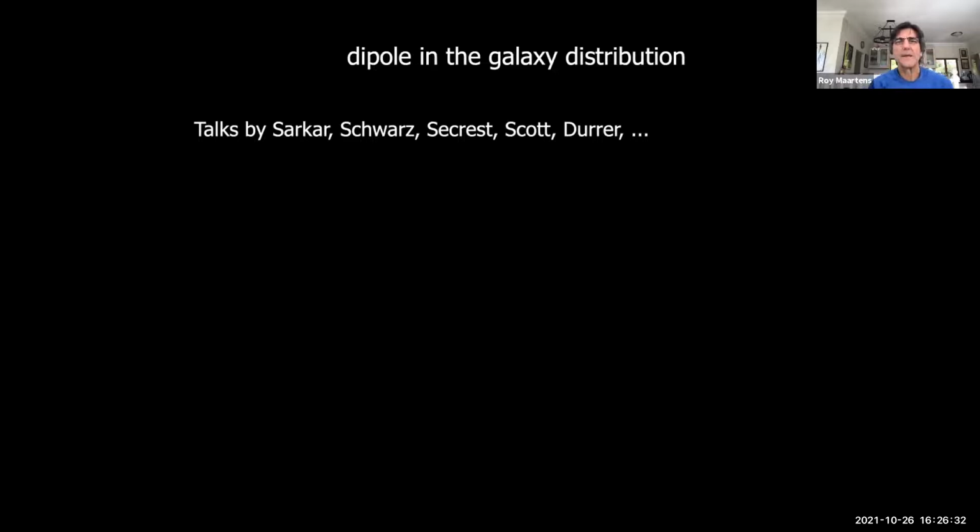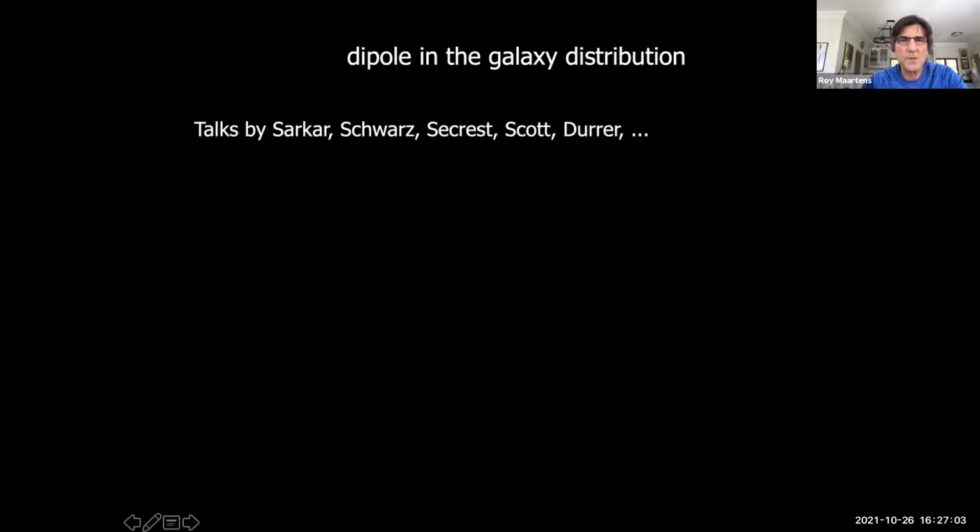I will end up with a few comments about something which is not non-perturbative, and this is the dipole in the galaxy distribution. So I'm just going to shift gear slightly to close off with some comments about the dipole in the galaxy distribution, which are informed by a non-perturbative approach, but which actually rely on linear perturbations in the presentation I make here. The proper discussion of this topic has already been initiated by Subir's talk yesterday.